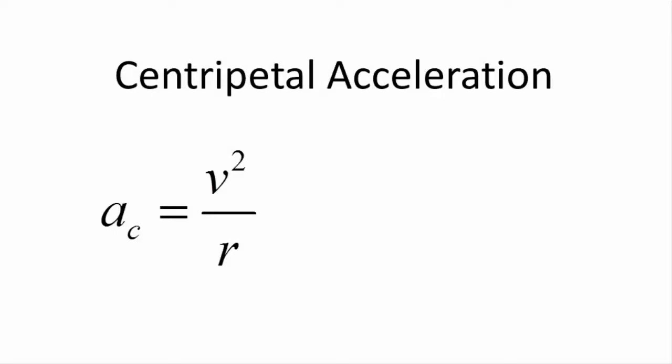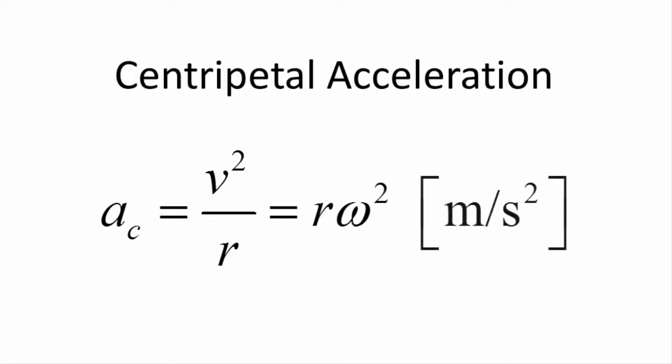In summary, the centripetal acceleration, which causes an object moving at constant speed to move in uniform circular motion, can be expressed in terms of the linear velocity as velocity squared divided by the radius of the circular orbit. Or it can be expressed in terms of the angular speed as a product of the radius and the square of the angular speed. The unit for centripetal acceleration is the same as linear acceleration, that is, meters per second squared.